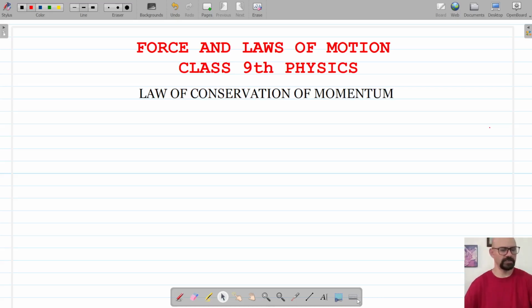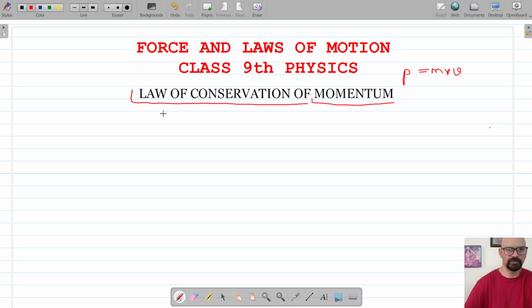We are about to start with the law of conservation of momentum. This might have been deleted from the syllabus in 2025. So what is the law of conservation of momentum? Before we do that, we know that momentum is the quantity of motion contained in a body, and it's denoted by P, and it's measured as the product of mass and velocity. The law of conservation of momentum says that when two or more bodies act upon each other, total momentum remains conserved. So that is the law of conservation of momentum.